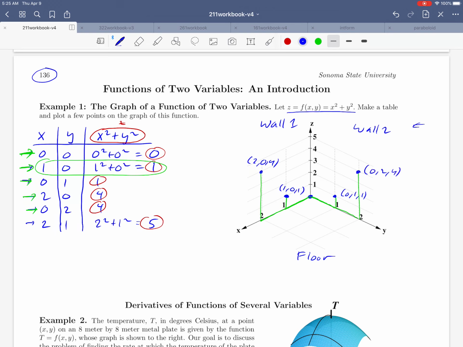And then finally we come to probably the most challenging point to visualize, this last one, 2, 1, 5. Our diagram's getting a little cluttered here, so I'm going to choose a different color. We want to go 2 along the x-axis, that's going to take us to here. We want to go 1 along the y-axis, that's going to take us over to here. And then we want to go straight up 5.